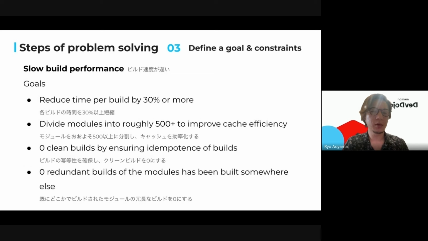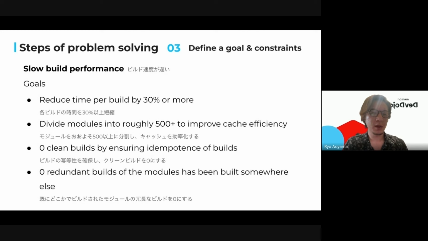So, again, with regards to this problem of slow build speed or performance, we can set goals as follows, such as reducing time per build by 30% or more, or dividing the module into roughly 500 plus to improve the cache efficiency. And this number 500, before rebuilding Mercari, we all had some dozens of modules. However, considering the number of features, we came up with this 500 as a more practical number.